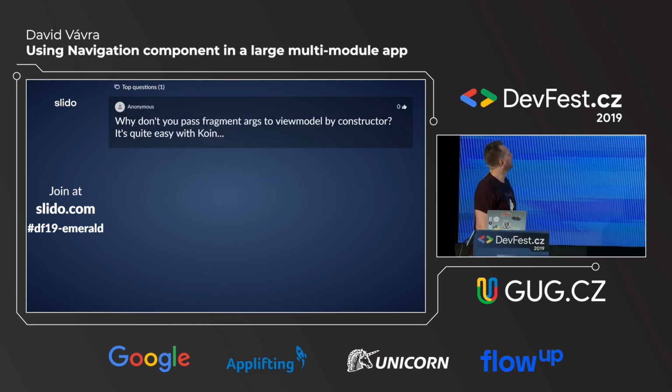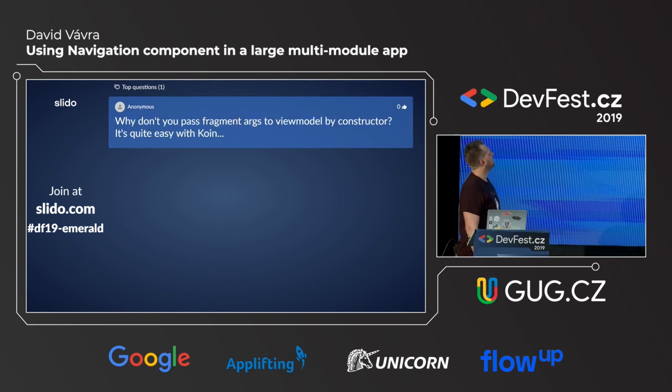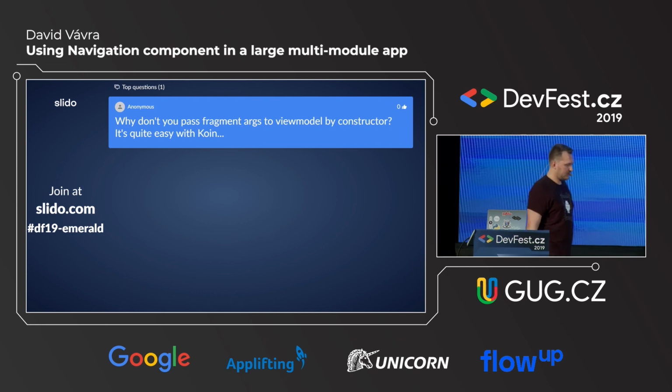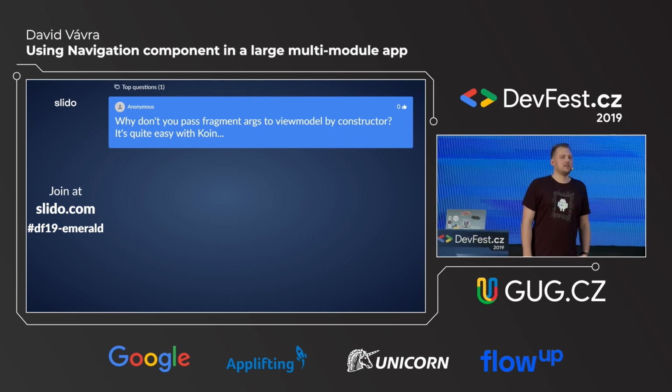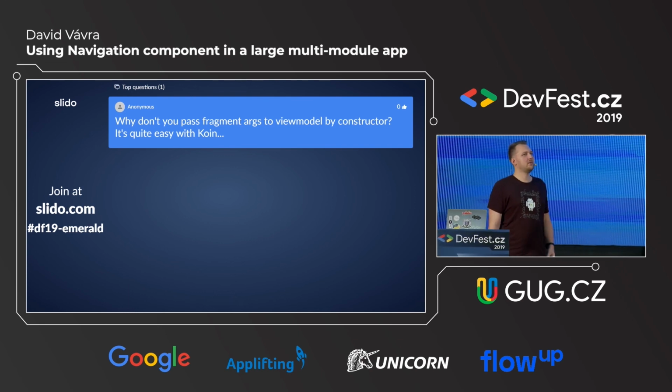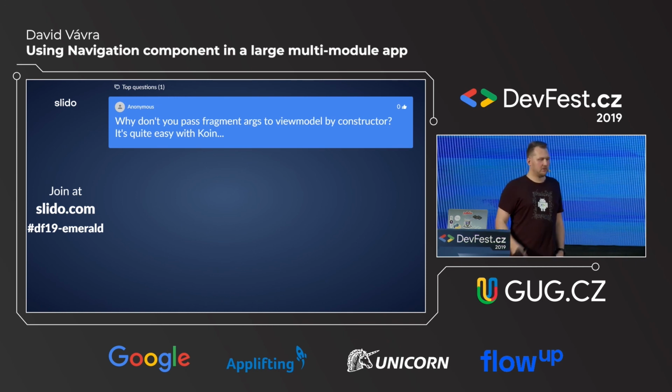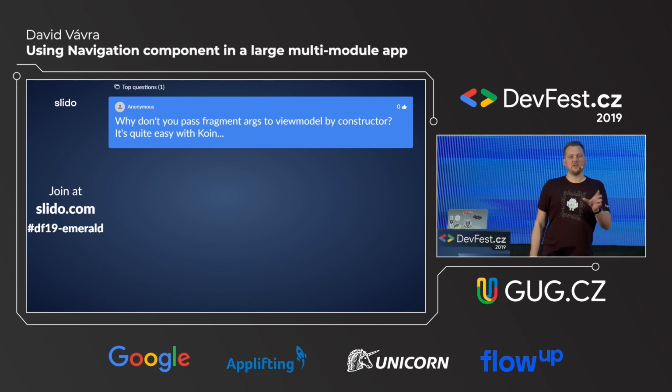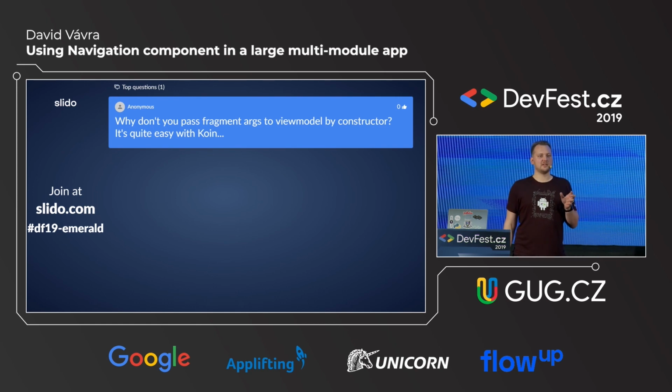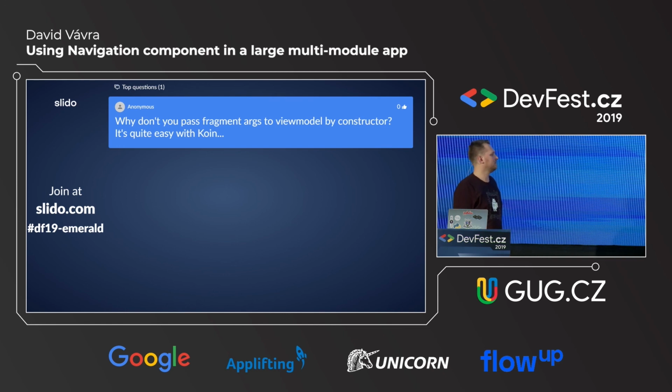Okay, why don't you pass fragment args to the view model by constructor? It's quite easy with Koin. It is? Well, Koin is instantiating the view models, and we don't have the arguments at that time. We are not in control. So we need to wait for a lifecycle event. Yeah. Okay. Any other questions?